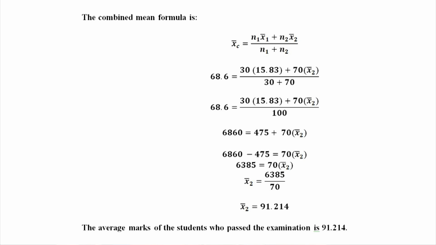Therefore, x bar 2 is equal to 6385 divided by 70, which is equal to 91.214. Hence, the average marks of the students who passed the examination is 91.214. Summarization. In this module, we have discussed some practical problems that we have covered in this entire course. Thank you.